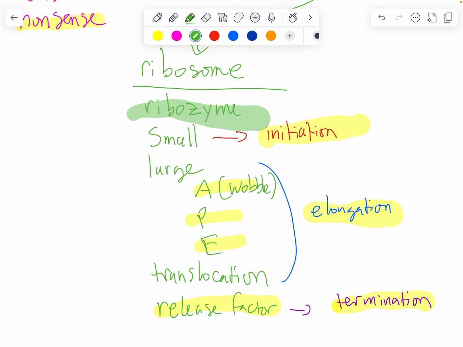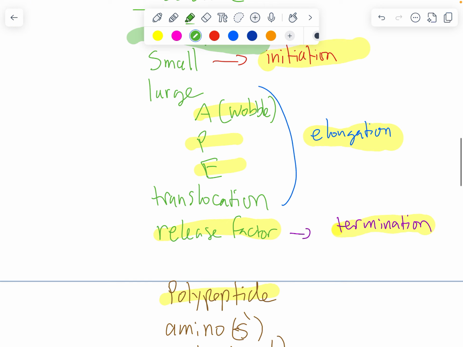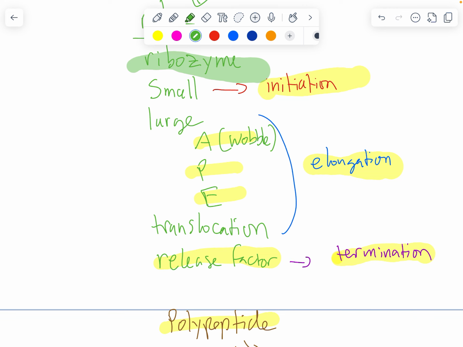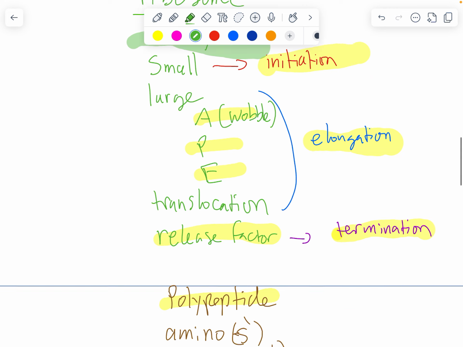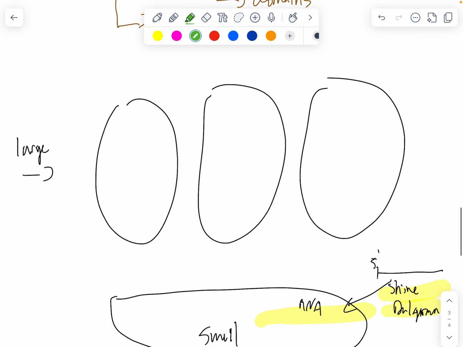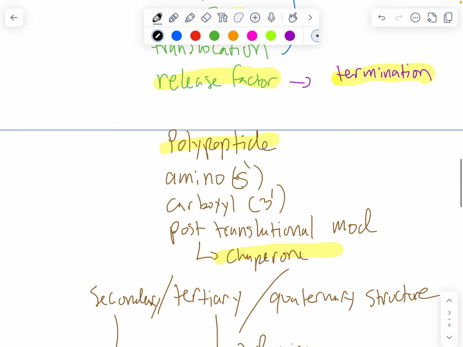So we have our small subunit, which is strictly involved in initiation, recognizing that mRNA molecule, and our large subunit, and that's where all of the enzymatic activity happens. And so we have our A site, which is our aminoacyl site, our P site, which is our peptidyl site, and our E site, which is our exit site.